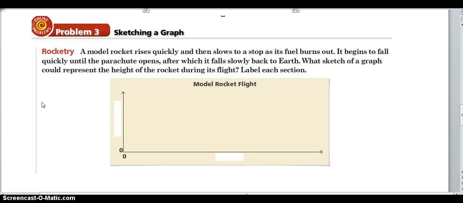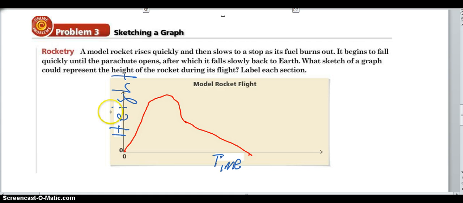Alright, so now we want to try to draw our own graph. So what we're going to model is a model rocket as it rises quickly from the launch, slows to a stop as its fuel burns out, begins to fall quickly until the parachute opens, after which it falls slowly back to Earth. So you need to label the x and y variables and decide what those would be, and then try to draw a graph for this. So pause the video and take a moment to draw this graph.